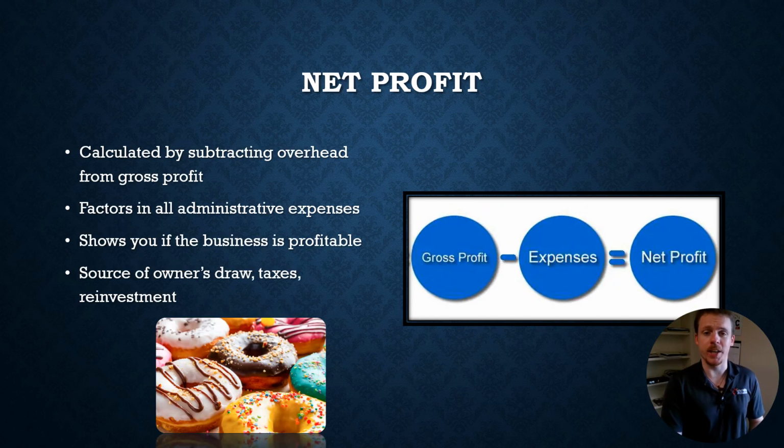Net profit can then be calculated by subtracting overhead expenses from your gross profit. This will need to be the total gross profit from all of your sales units, so be sure you're adding up the gross profit from each one before you subtract out the overhead.